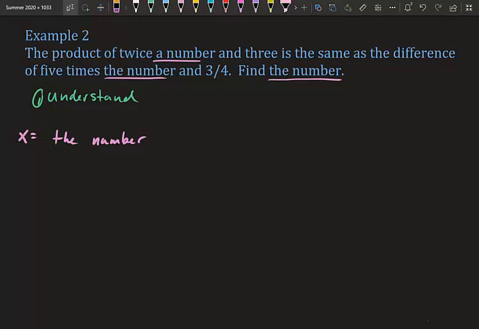Maybe we should propose a solution. What is it asking us to find? Find the number. So what are we trying to find? We're trying to find x, because isn't x the number? Alright, so we're trying to solve for x here. That's our first step. Alright, our second step is to translate.